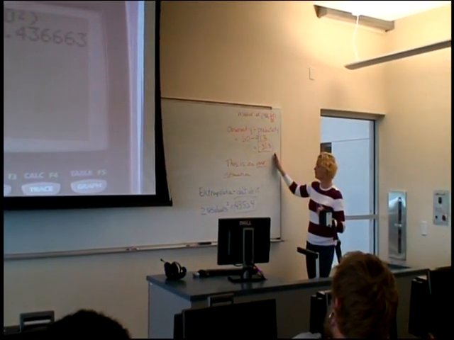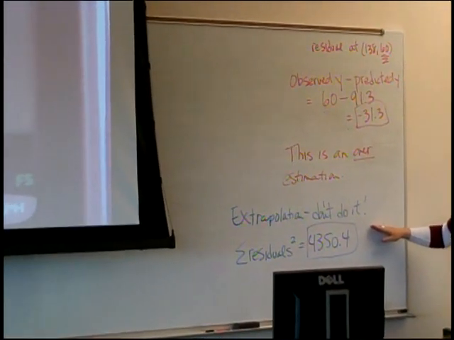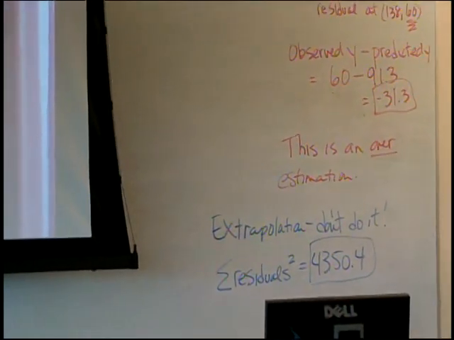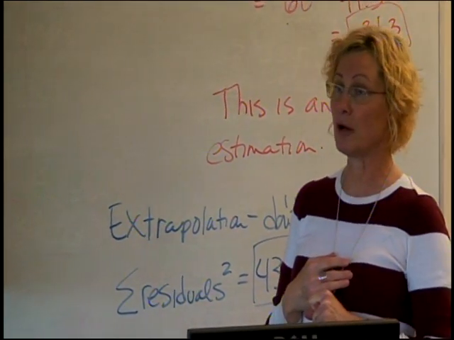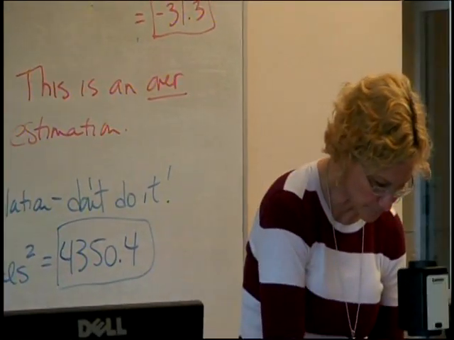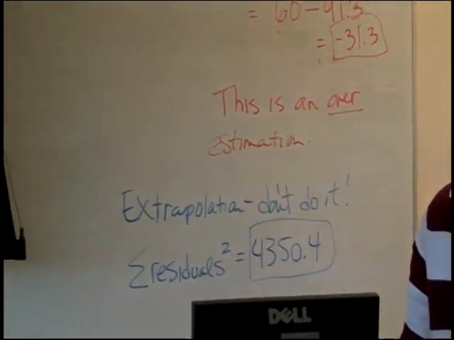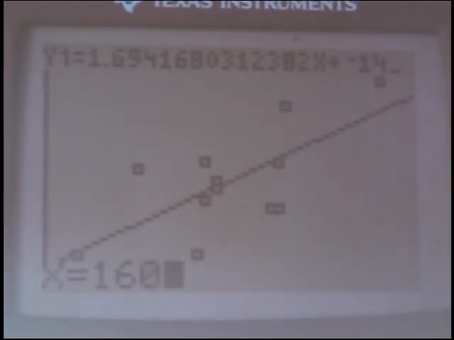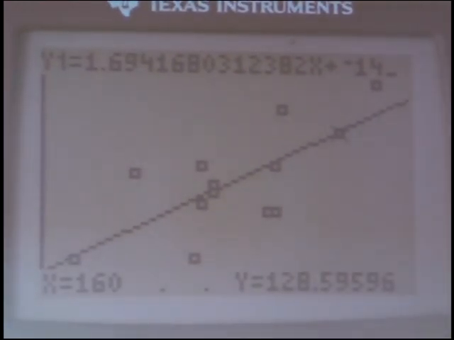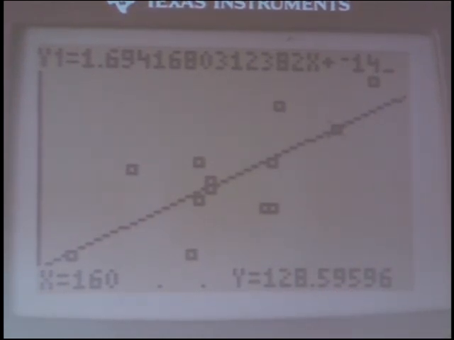Okay, residuals, summing them, extrapolation. I think there's only one more thing we want to do. We did some estimating too, right? We estimated the weight of a bear of a certain length, right? We said if a bear was, what did we put in here? I think it was 160. If a bear was 160 centimeters, he weighs about 128.6 pounds. Okay, so there's your estimation.